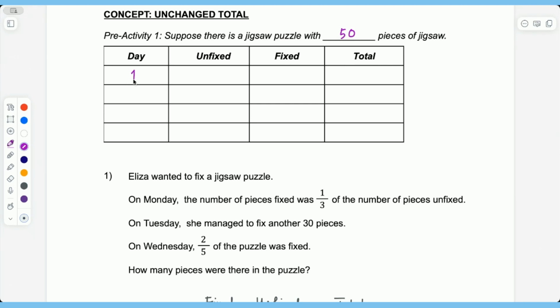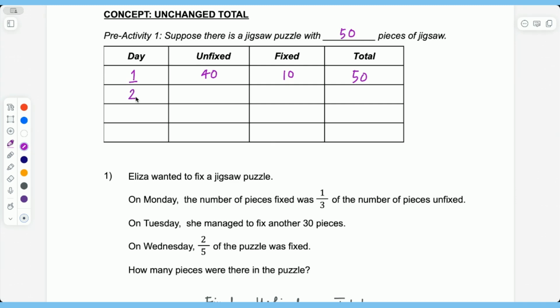So on day 1, we have 50 pieces of jigsaw in total. And suppose we fix 10 pieces. Then there will be 40 pieces left that are unfixed.